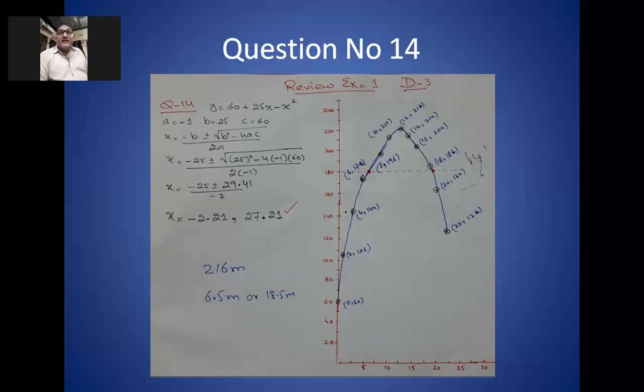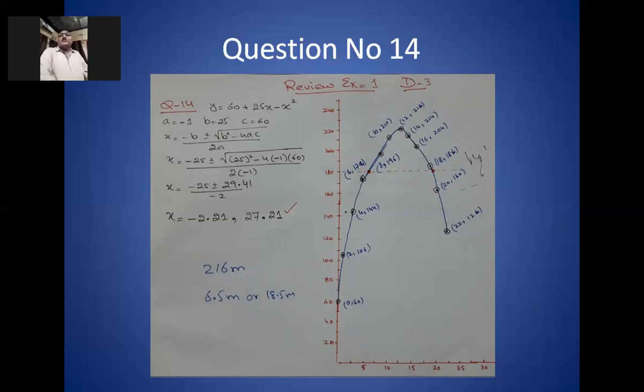A part, the first question is: solve the equation 60 plus 25x minus x squared equals 0, giving both your answers correct to one decimal place. Okay, so now we will apply the quadratic formula in a very simple way. They want you to solve this equation, so we will apply the quadratic formula.